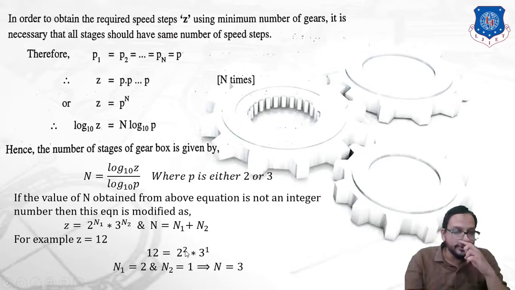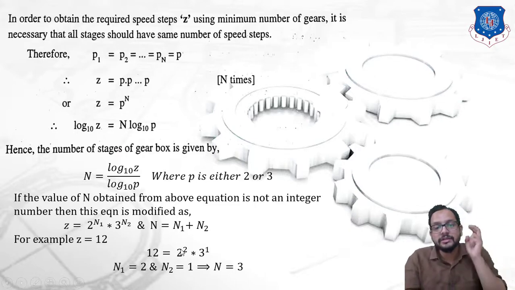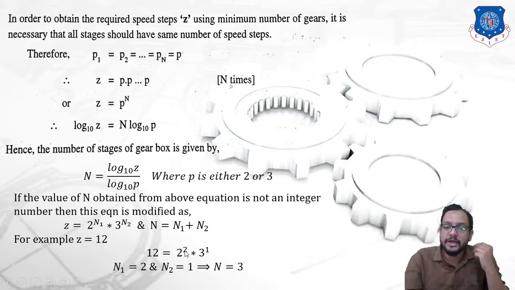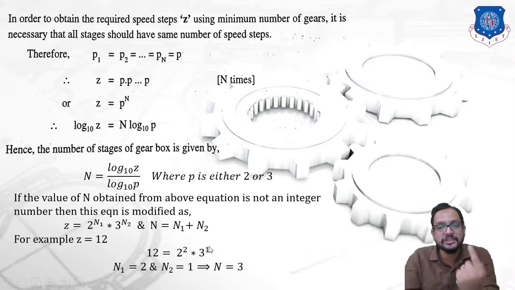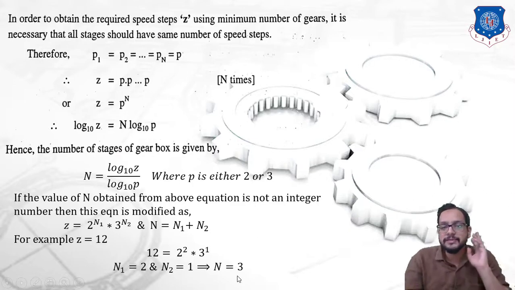that 4 into 3 would be 12. So over here you can clearly see that 2 raised to 2 indicates that in this 12 speed gearbox there would be two such stages in which the number of speed steps would be 2, and this 3 raised to 1 indicates that there is one stage in which the number of speed steps is 3. So we would say n1 is equal to 2 and n2 is equal to 1. The total number of stages is how much? So we would say 3 stages are there in a gearbox that is a 12 speed gearbox.